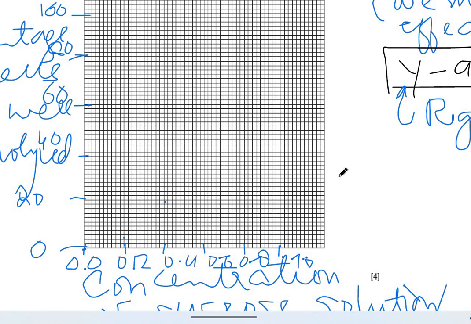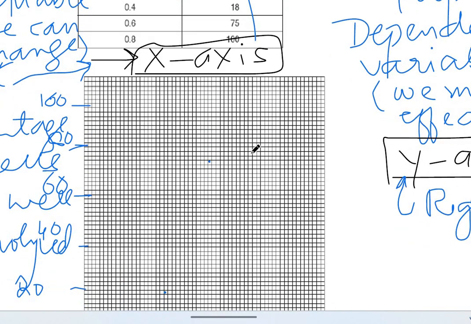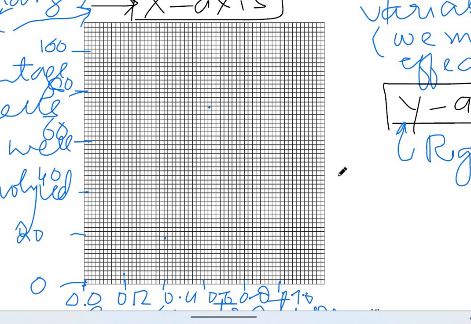0.6 is 75. So 75 would be between 60 and 80. 70 will be on 10 lines. So you will do it with the help of a ruler. 1, 2, 3, 4, 5, 6, 7, 8, 9, 10. So around here it would be 75, and 0.8 is 100. So 0.8 is exactly 100.